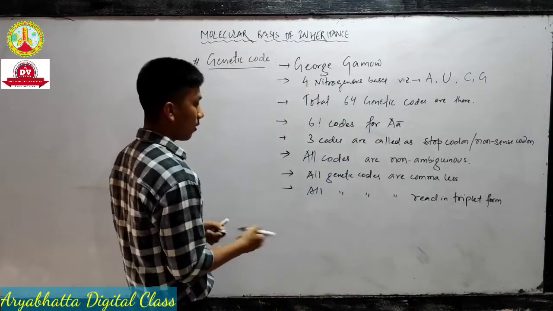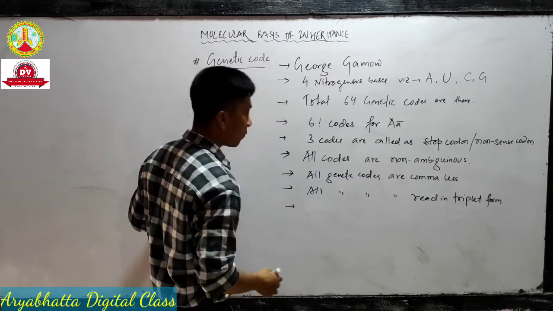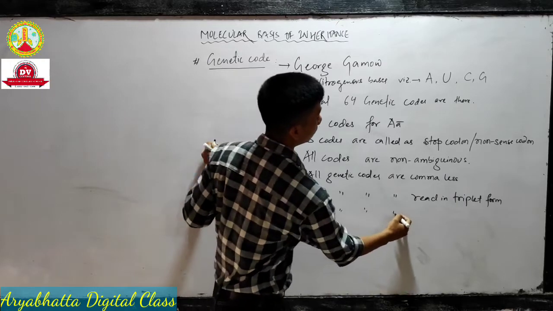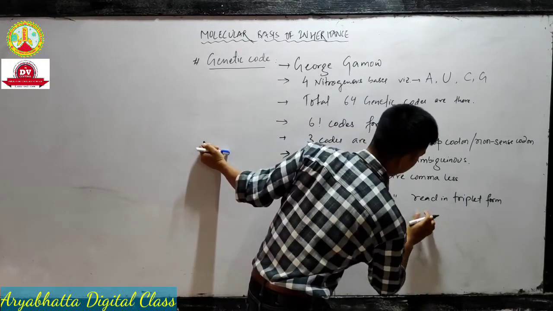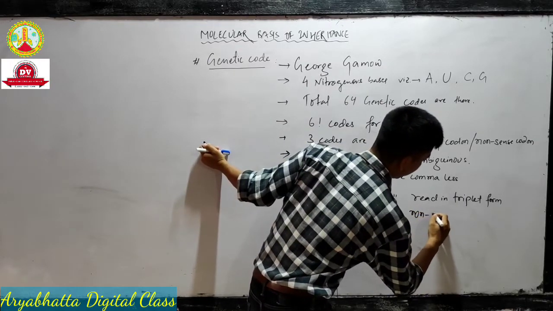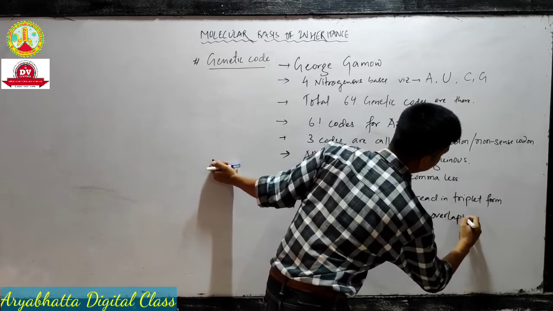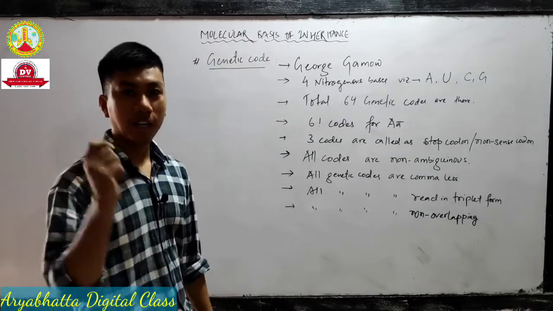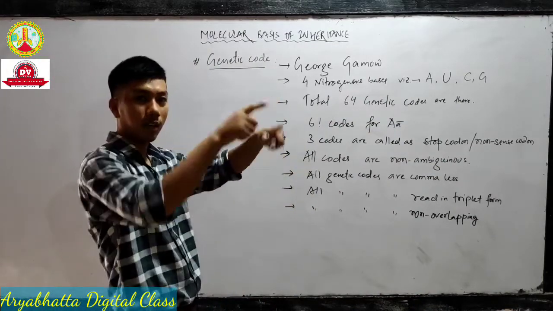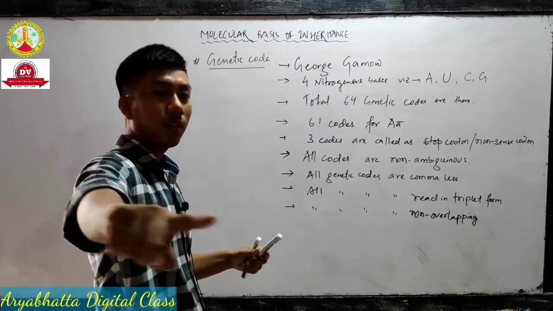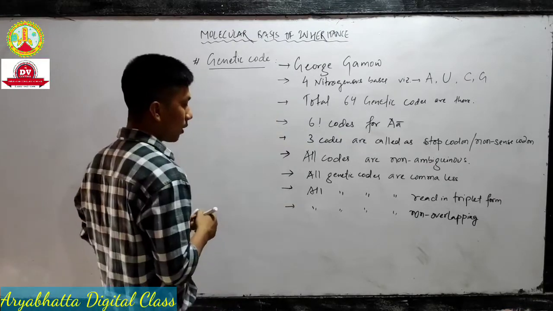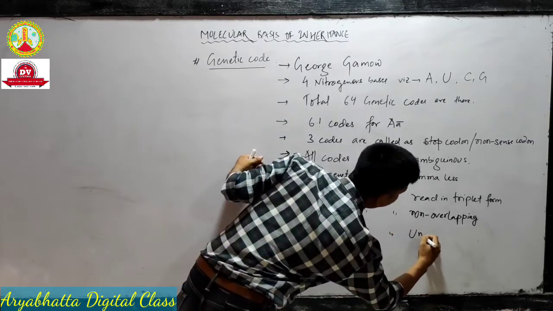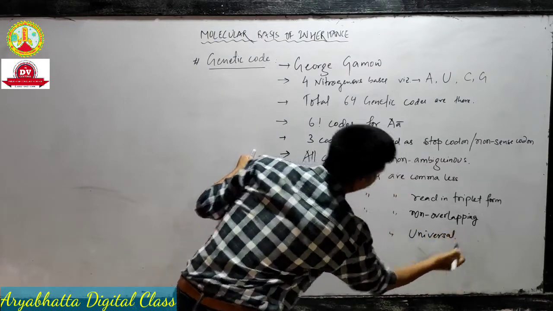All right. Coming to next. All genetic codes are non-overlapping. Not overlapping with one another. They are in a serial form. Okay, serial form. All genetic codes are, one more thing, universal.